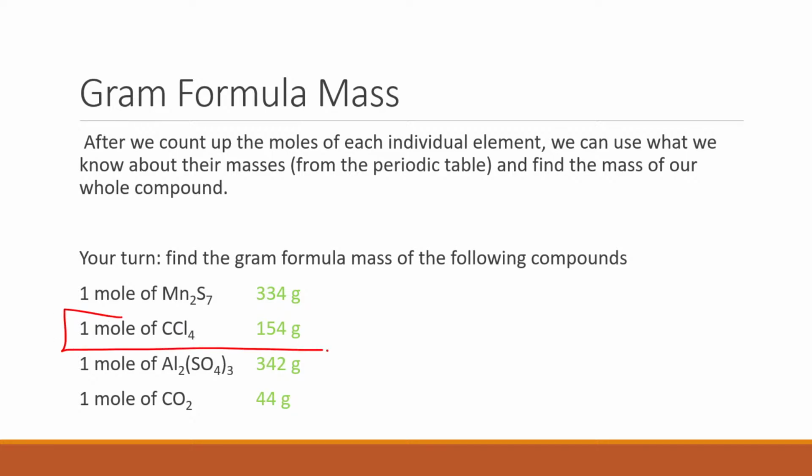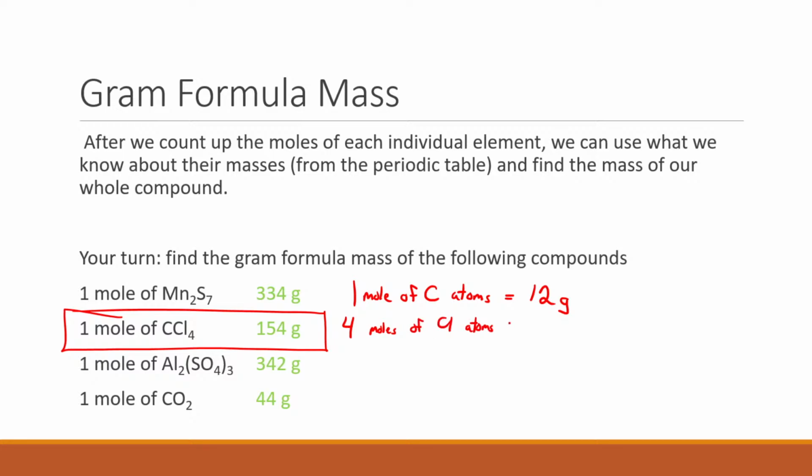Now, this one in particular is an important one. 1 mole of carbon atoms has a mass of 12 grams. 4 moles of chlorine atoms has a mass of 142 because it's 4 times 35.5.